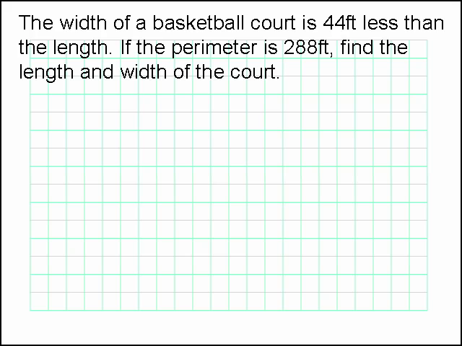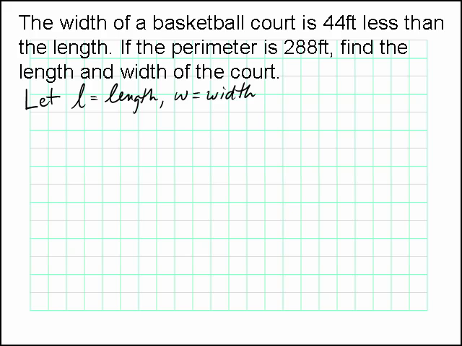Okay, so the first thing we want to do when we attempt to solve a word problem here is to define our variables. So we're going to use L for the length. So we're going to let L equal the length, and of course W will be the width. So those are my two variables that I'm going to be solving for. Now we need to come up with our equations.